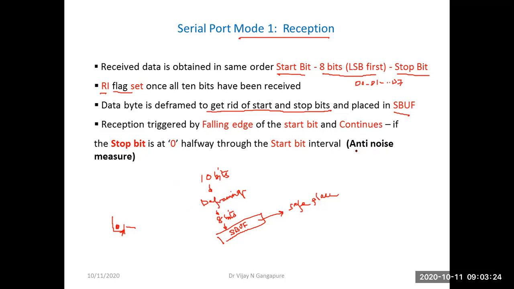We wait only halfway as an anti-noise measure, so that data could be 0 due to noise. We have to make sure that the serial reception is continued, so for that we wait halfway through the start bit interval. In this way, reception continues. In this way reception happens in mode 1.